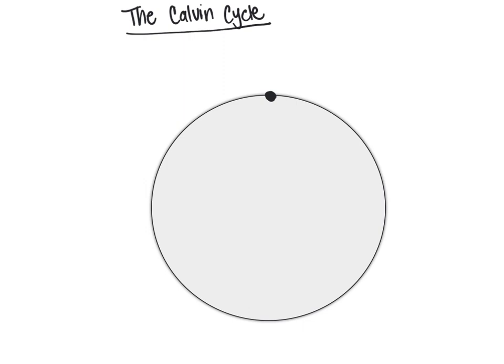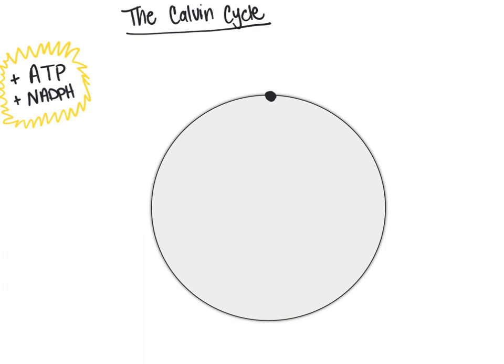Now, it's very, very important that you all understand that the products of the light-dependent reactions that we had talked about previously are needed for the light-independent reactions. And the two products that we are going to need are ATP and the NADPH. And again, these are coming from the light-dependent reactions.